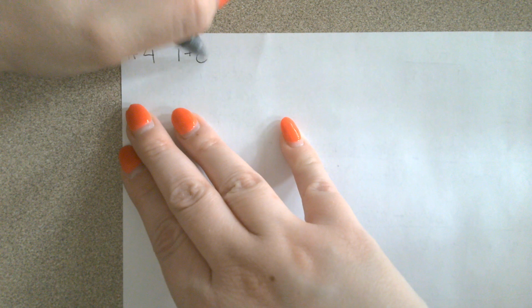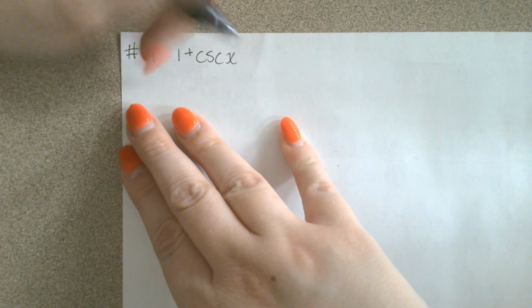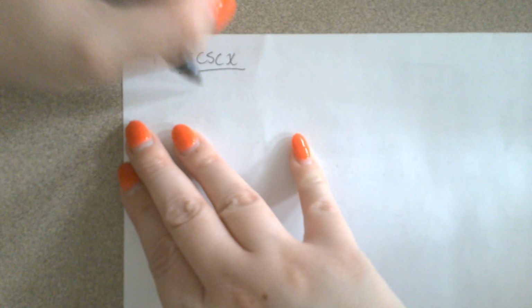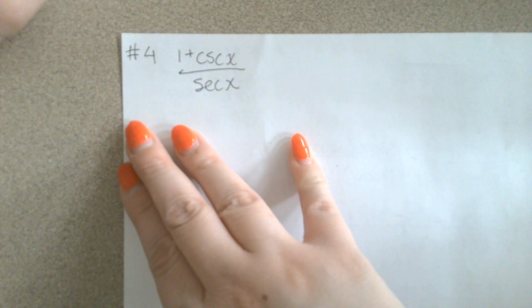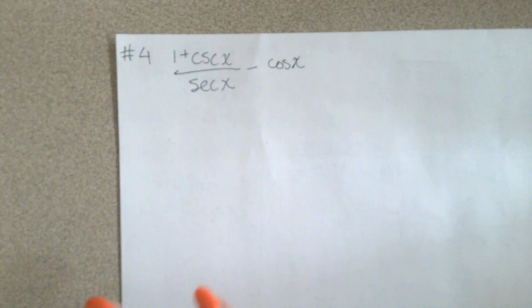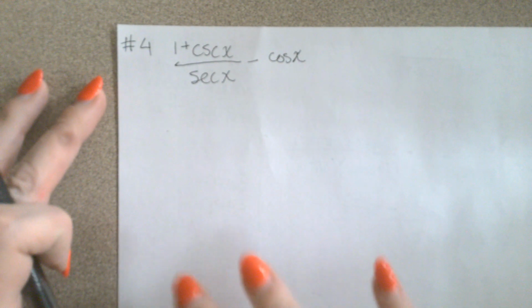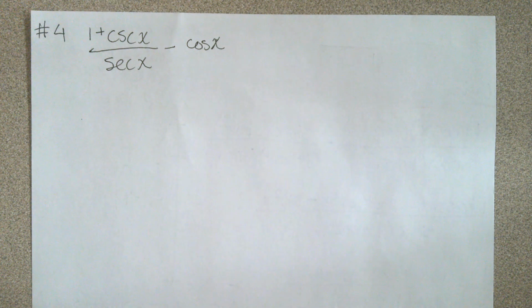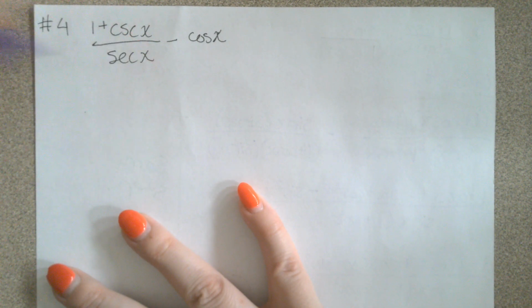1 plus cosecant x over secant x minus cosine of x. All right. I don't know if there's going to be an option 2 on this problem. We'll see if one comes to me as I go through it. This one's pretty lengthy, so it will be difficult to have multiple options, but we'll see. So I'm not going to write option 1 yet until I know for sure.